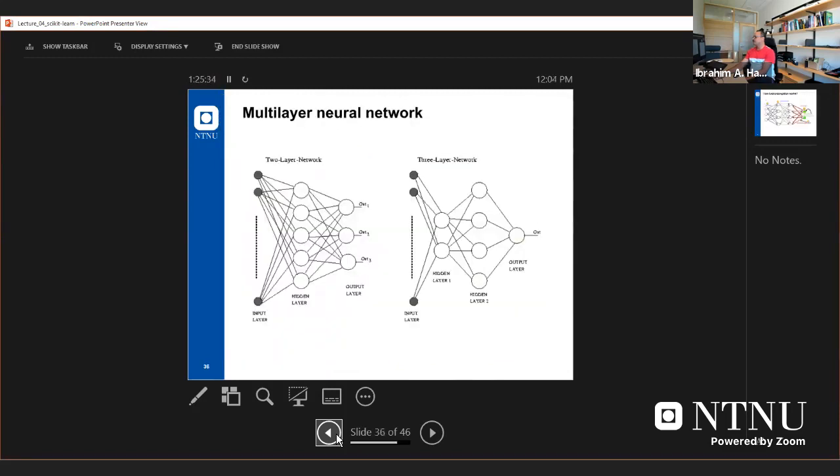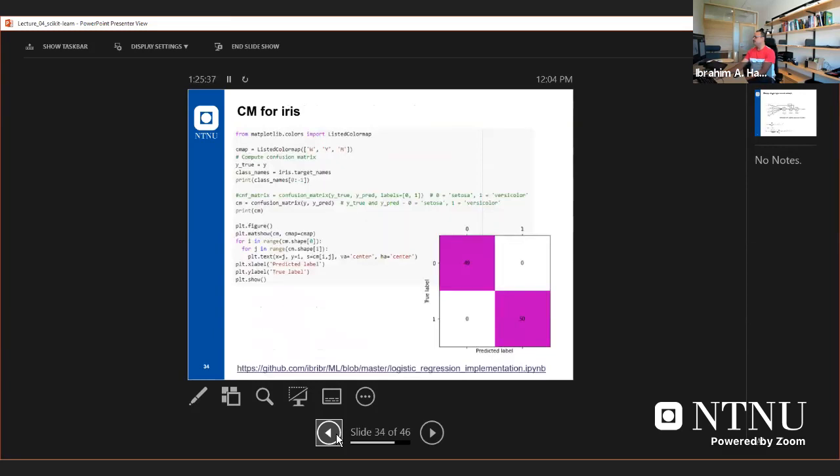We will have introduction to multi-layer neural network. So should we go for it or?